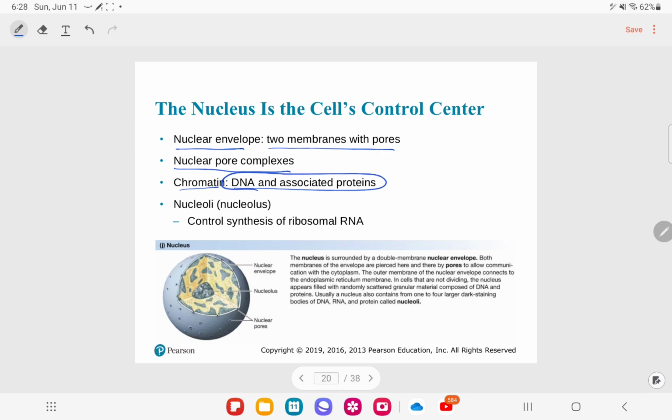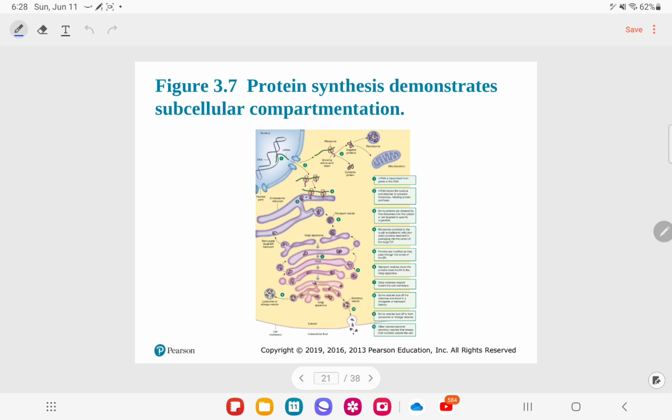And we have nucleoli, or the nucleolus, that concentrated portion. So when you look at the nucleus under a microscope, where you see it's really dark in certain portions, it's just concentrated DNA and RNA. And these are the sites where we are making ribosomal RNA. Okay. So this is protein synthesis, right? And we can see how it demonstrates subcellular compartments.